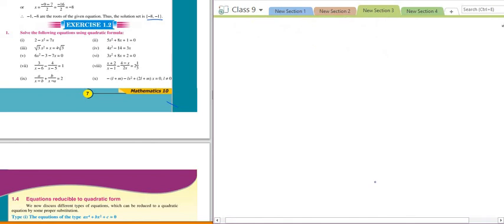Okay, next is 7. 3 by x minus 6 minus 4 by x minus 5 equals 1. Okay. First convert this equation into quadratic form.